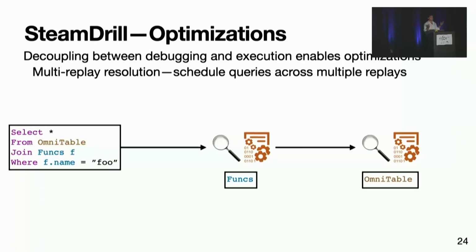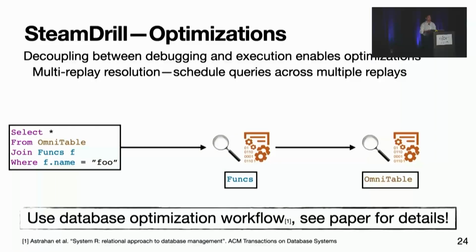Somehow we actually have to describe and figure out how to assign these tasks across replays, and we do this by using a pretty standard database optimization workflow, in which we use the join algorithm that's assigned during query planning to guide the number of replays that we use. We describe that algorithm in more detail in the paper.